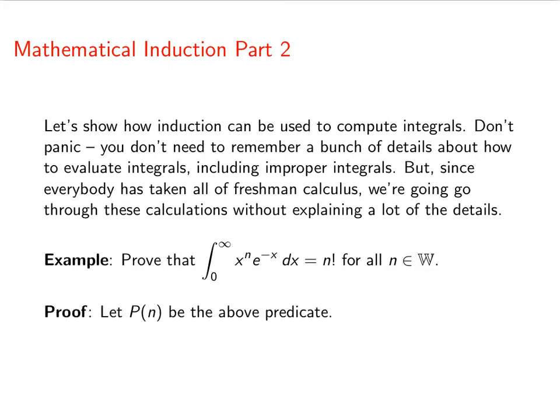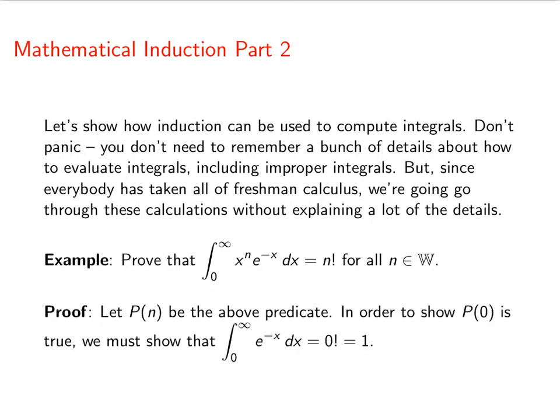All right, so let's let P of n be the predicate that's up here. So this equality here. Now, in order to show that P of 0 is true, we have to show that the integral from 0 to infinity of e to the minus x dx is equal to 0 factorial, which is 1. What happened to the x to the n? Well, we're using n equals 0, so that's going to be gone.